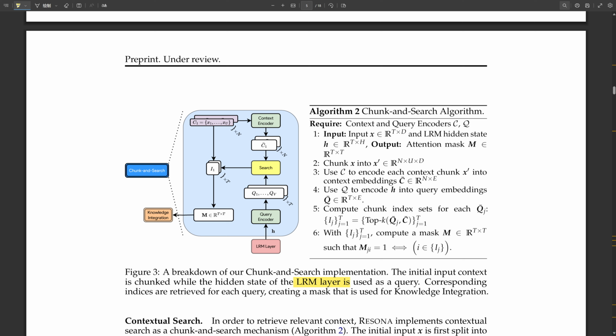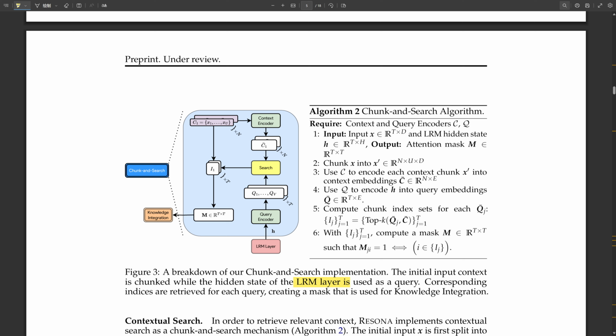It's specifically retrieving information from the input text itself. So it's like saying, hey, I remember reading something about that earlier in this document. Let me go back and check. Exactly. It's not relying on some outside knowledge. It's improving how the model uses the information it's already been given. That makes sense. So RAG is more about adding new knowledge, while Resona is about better utilizing existing knowledge.